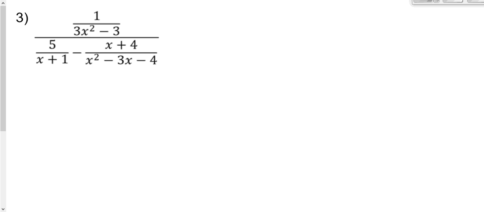Number 3. Okay, here we go. Third and final example. Now we have small fractions inside our big fraction, so we're going to do the same thing conceptually. However, some of our denominators need to be factored before we can figure out what to do. So I'm going to rewrite this with factored denominators. For the first denominator, I'm going to factor out a 3, and that will leave x squared minus 1, and that can be factored into x plus 1 times x minus 1. You can do that in a couple of steps if you want to.